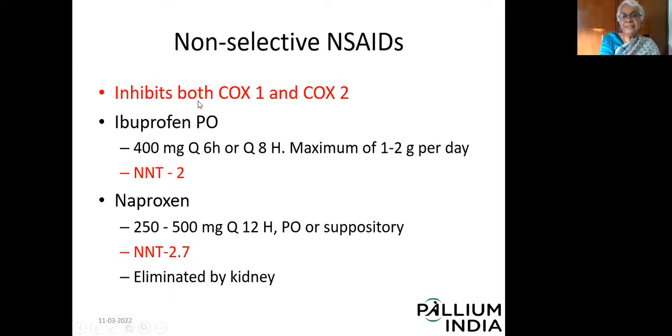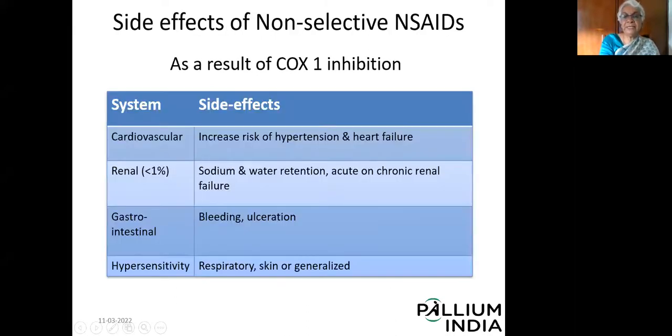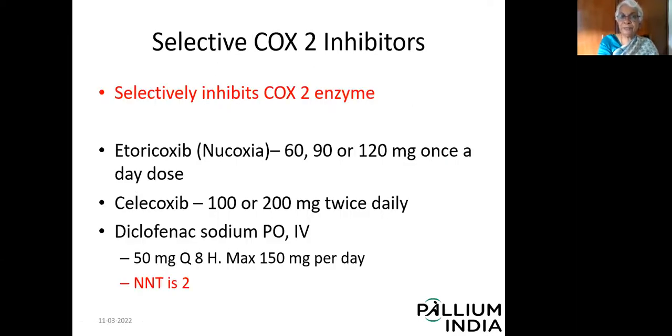So like I said, ibuprofen can be given in a dose of 400 mg every 6 to 8 hours. The NNT of brufen is just 2. That means it's a good analgesic. Naproxen has an NNT of 2.7. That is also a fairly good, effective analgesic. Now, because of the COX-1 inhibition, it has its adverse effects. Like I told you, it affects the homeostatic or the physiological functions of the body. It can cause gastrointestinal side effects, hypersensitivity reactions. It can cause an adverse effect on the kidney, etc. That is because of its COX-1 inhibition.